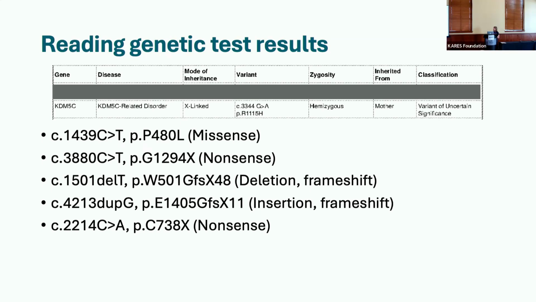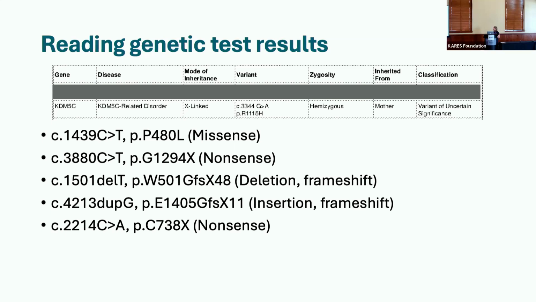R is the specific amino acid. So it happens to be arginine here at the 1115 position, and that was changed to an H or a histidine. Hemizygous just means that the change was only found in 1 copy. So for X chromosomes, males are typically called hemizygous because they don't have a second X chromosome. And it tells us that that change was inherited from the mother. And then the laboratory is classifying this as a variant of uncertain significance. And we're going to talk about that more in the next slide.